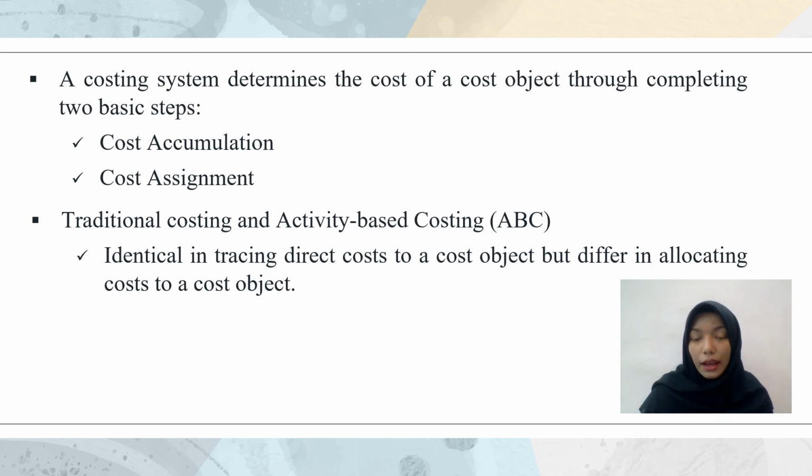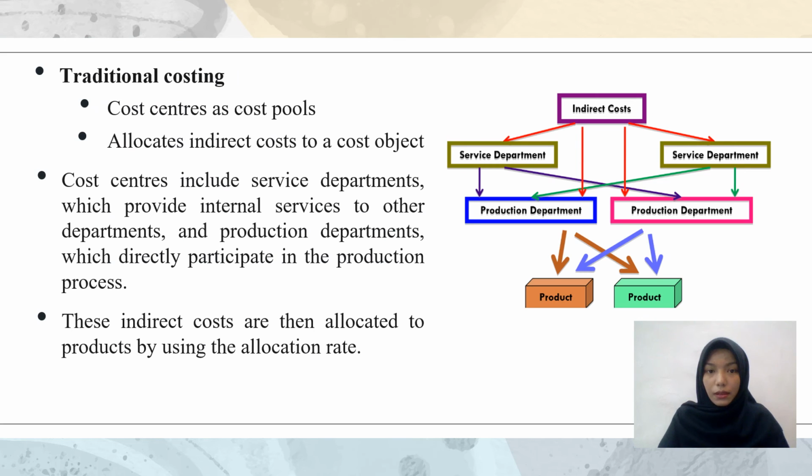Traditional costing and activity-based costing, ABC, are identical in the way that they trace direct costs to a cost object, but differ in the way that they allocate indirect costs to a cost object. Traditional costing uses cost centers as cost pools and allocates indirect costs to a cost object through those cost centers. This figure shows the process of cost allocation under traditional costing using the product as the cost object.